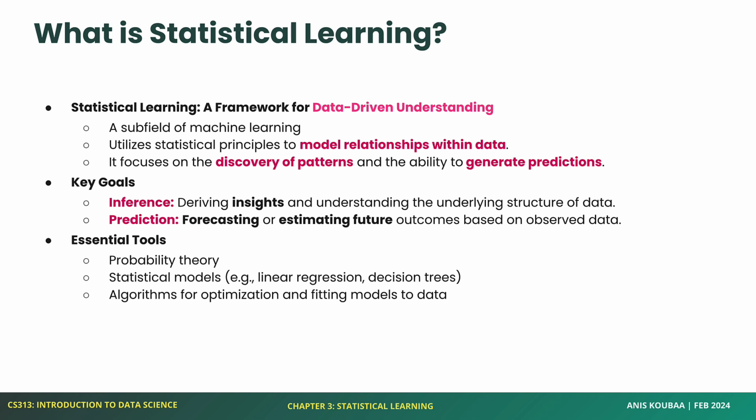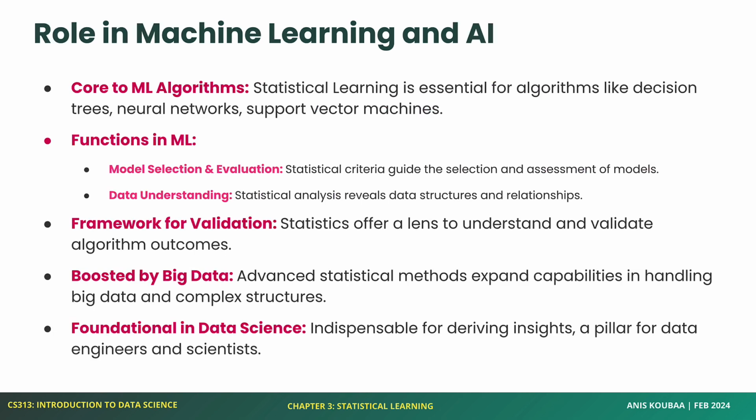Statistical learning, as part of machine learning in general, focuses on discovering patterns or features in that data, and the ability to generate predictions. Of course, it's based on probability theory, on statistical models like linear regression, decision trees, support vector machines, and all types of machine learning algorithms, and also the algorithms for optimization and fitting models. We will have a complete course about optimization in the context of convex optimization and gradient descent, which is also very important. But statistical learning represents the foundational ground for anything related to data science.